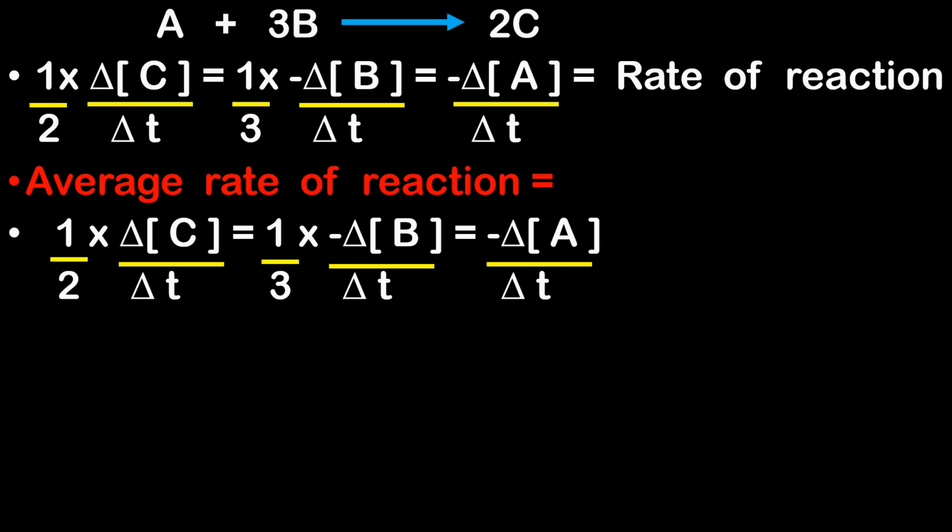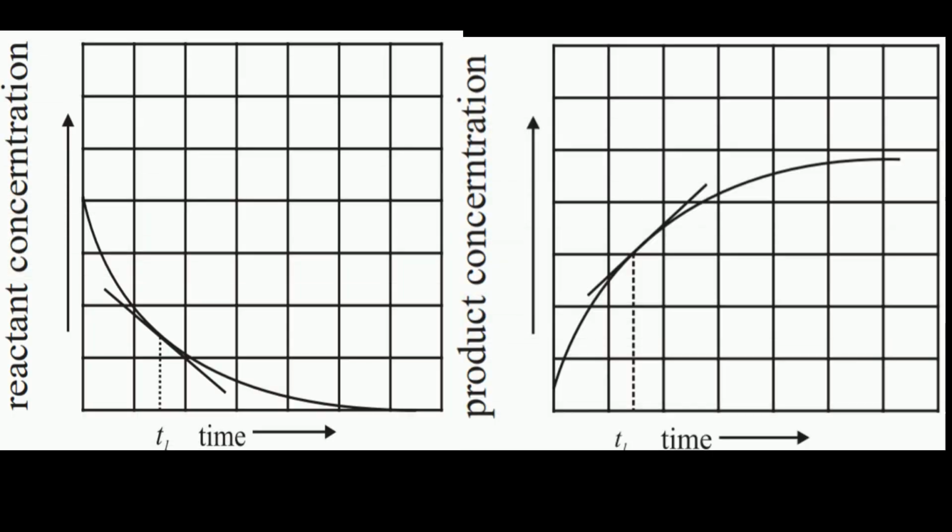Now, how can you find out the instantaneous rate of reaction? For that, you will be given graphs, two types of graph. The one graph will be concentration against time. So over here, as I mentioned earlier, as time increases, the concentration of the reactants is going to decrease, as you can see over here. And as time increases, obviously the concentration of the products is going to increase.